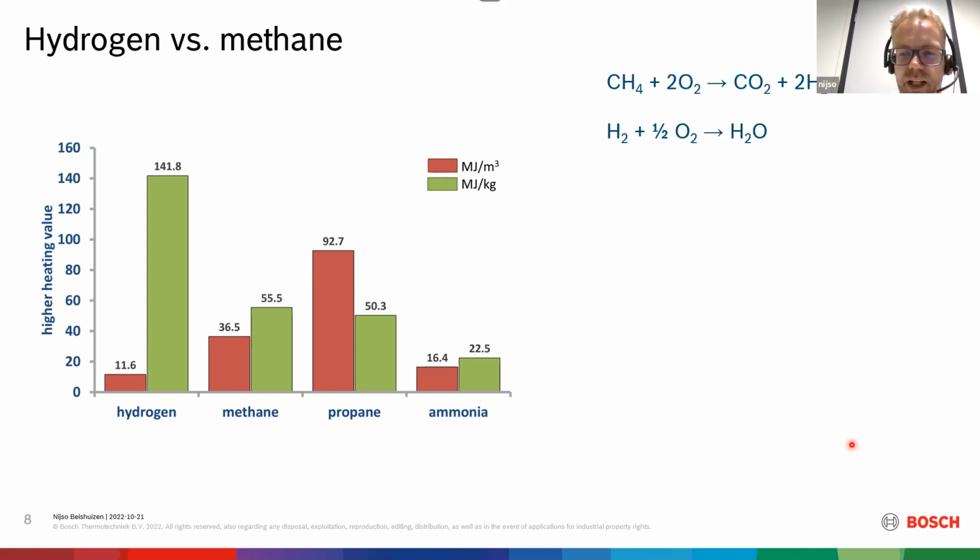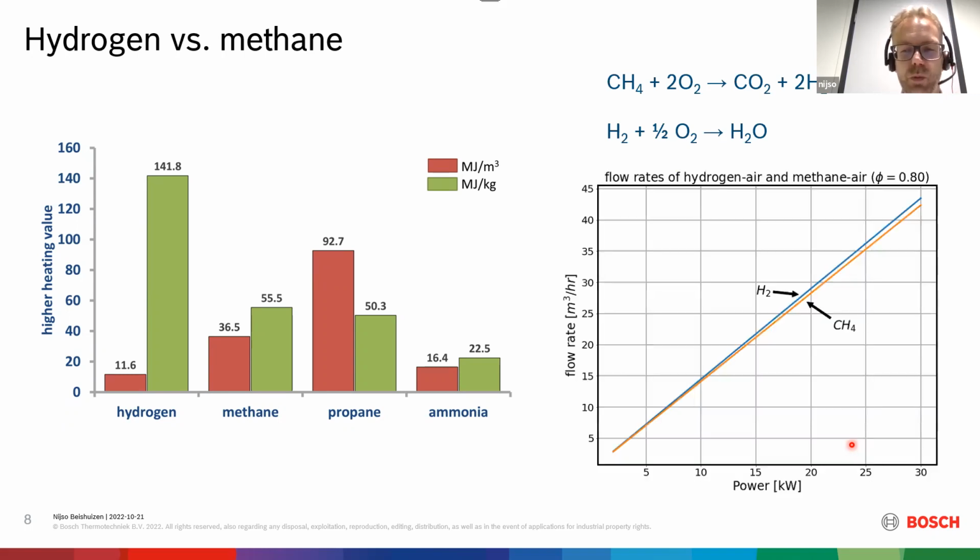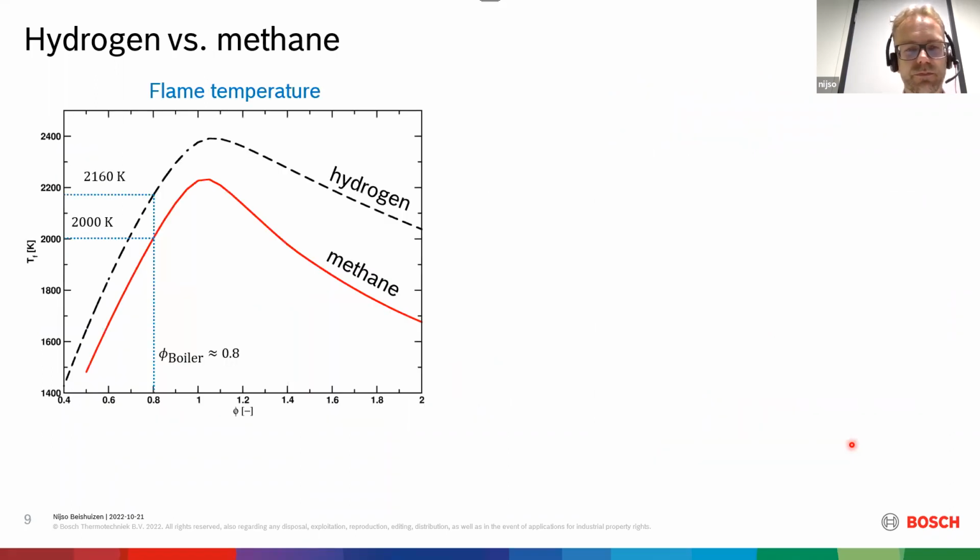Now, on the other hand, hydrogen needs less oxygen compared to methane. Hydrogen needs only 1/4 of the oxygen for stoichiometric combustion. So if you also keep the equivalence ratio the same, the total volume flow rate actually does not change that much. So there is actually, in that sense, a small difference between methane and hydrogen.